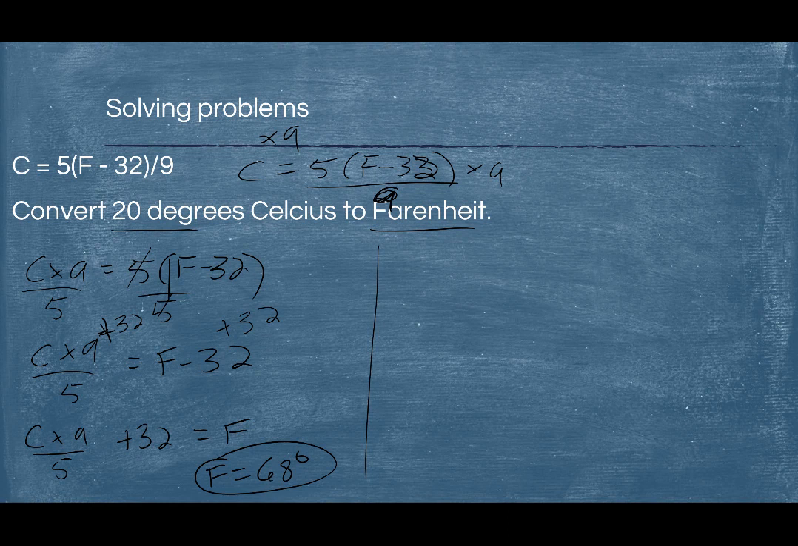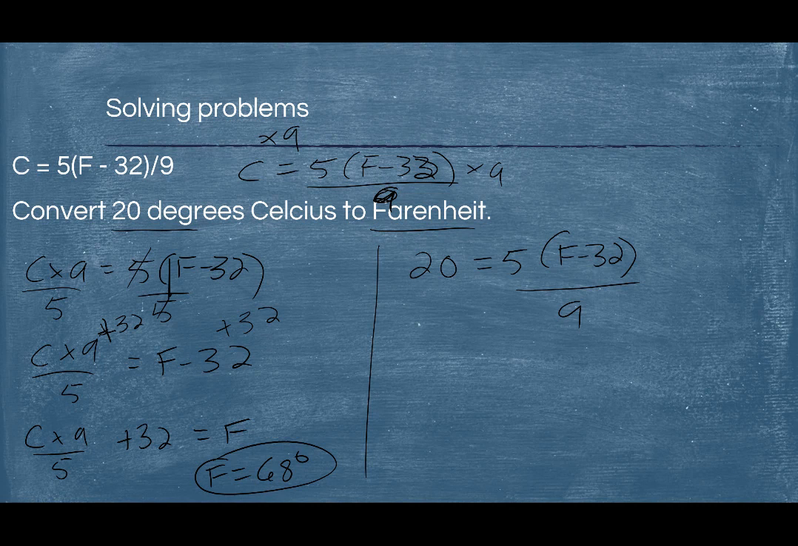On the right, I'm going to show you the other way, and you can get the answer just as well doing this. And that would be substituting the 20 degrees in first. So I'm taking that formula from the top. 20 degrees Celsius equals 5 times F minus 32 divided by 9.